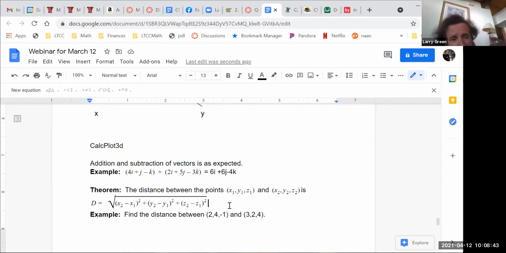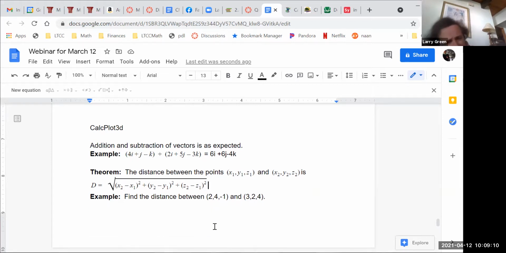Okay, and then similarly, the distance formula. The distance formula when you have x and y was the square root of x2 minus x1 squared plus y2 minus y1 squared. The distance formula for 2 points in R3, you just tag on the difference of the z coordinates squared. Any questions on that?